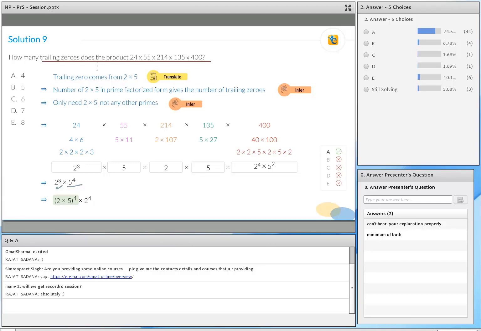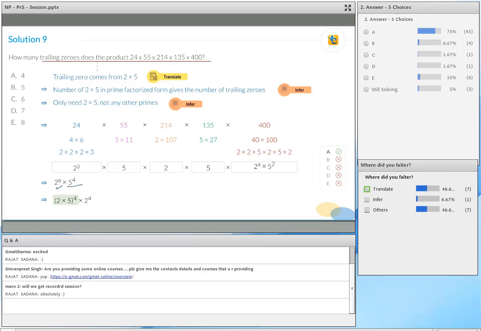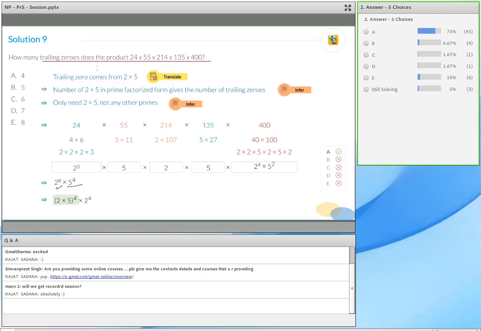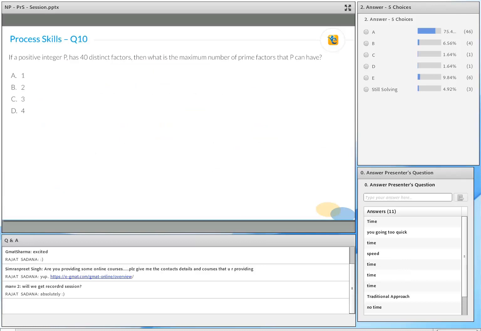Okay, now for those of you who faltered, where did you falter? Those of you who didn't select choice A as the correct answer, you faltered because you weren't able to translate. Okay, now what is the other issue over here? Translation is one. What is the other? Quite a few of you have listed other. Oh, time was an issue. Okay, all right. Fair enough. Okay, question number 10. Let's go ahead.